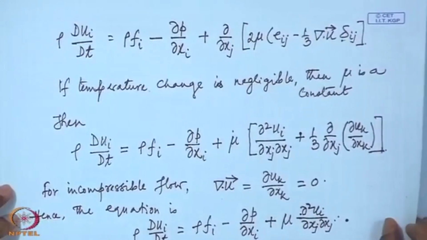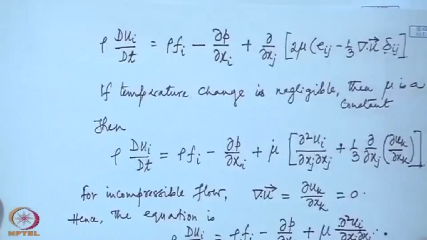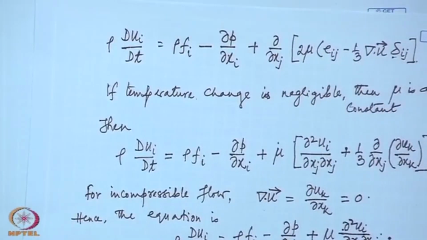What is the relation between mu and T? There are many relations. The most popular relation used is called the Sutherland relation, which can be expressed as something like this: mu by mu_0 is (T by T_0) to the power 3 by 2 into a constant. The constant is usually written as (T_0 plus S) by (T plus S), where S is again a constant, T_0 is a reference temperature and mu_0 is a reference viscosity, a Sutherland relation.